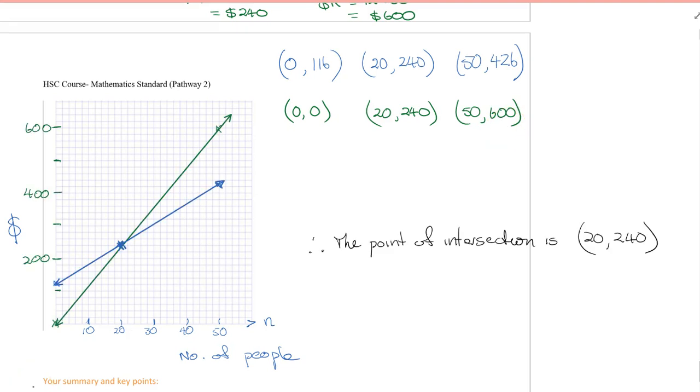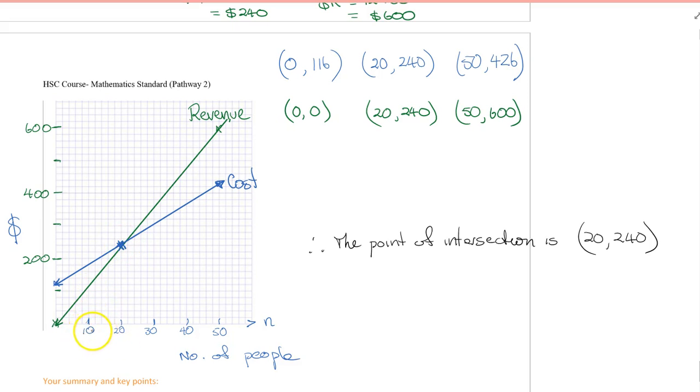So you can see I've graphed the two straight lines, and remember the green one representing the cost and the blue one, no, other way around. Green one representing the revenue, money coming in, and blue one representing the cost. And at the point where you invite 20 people, your cost equals your revenue. So you're not going to lose money, you're not going to make money.